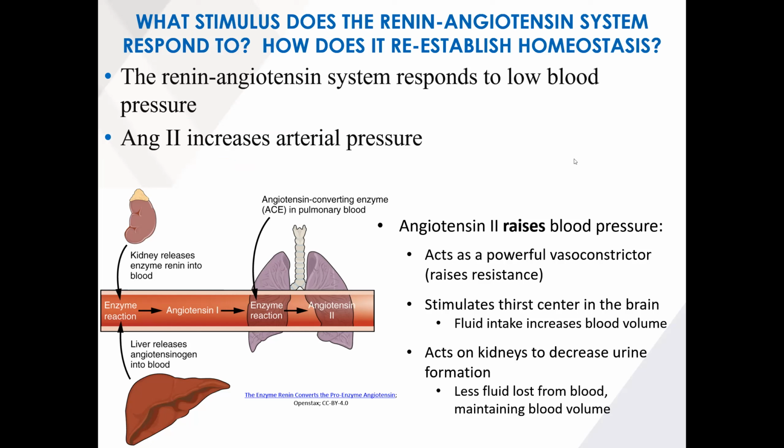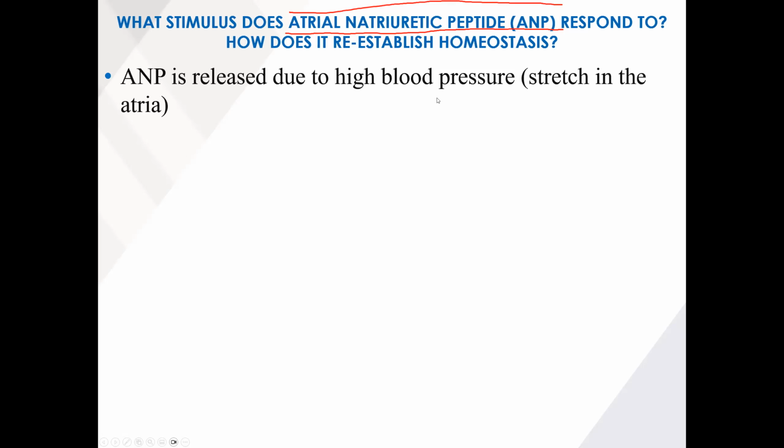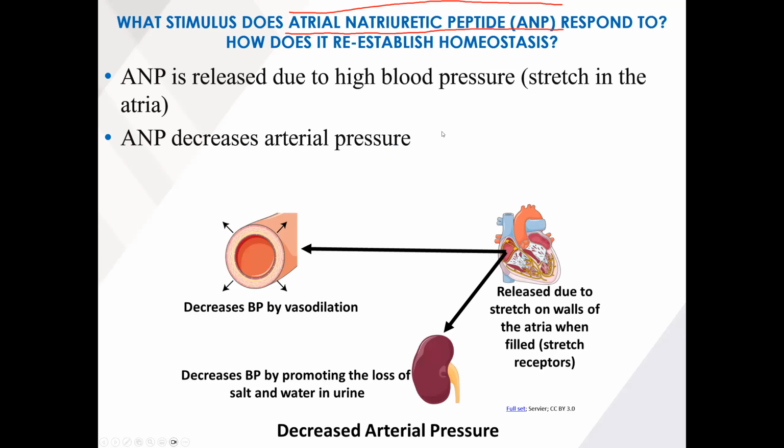All right, so then what about atrial natriuretic peptide? What does atrial natriuretic peptide do? If angiotensin 2 increased blood pressure, what does atrial natriuretic peptide do? Yeah, it decreases blood pressure, and that's because it allows us to get rid of excess fluid. So it's going to promote the loss of salt. That's what the natriuretic part means. And it's also going to result in water loss. So ANP is going to allow us to decrease blood pressure.